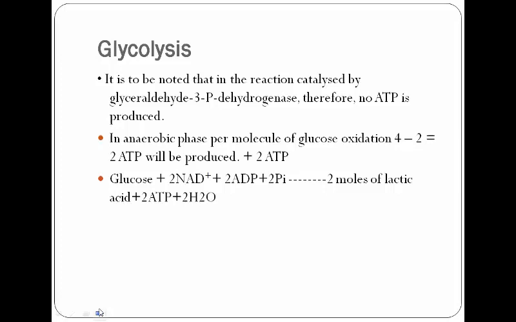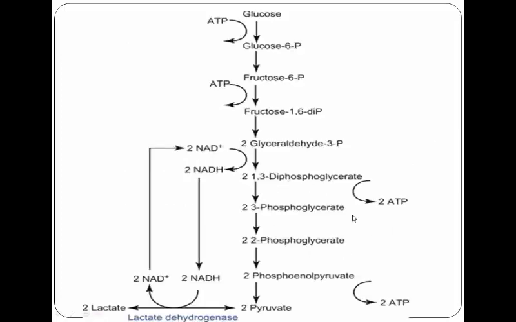So one glucose molecule, 2 coenzyme NAD, 2 adenosine diphosphate and 2 phosphate groups will lead to the formation of 2 lactic acid molecules and only 2 ATP with liberation of 2 molecules of water. That is basically the difference in the reaction as compared to the aerobic phase of glycolysis. I am repeating things to make you more clear again and again, so hopefully you are getting my point.